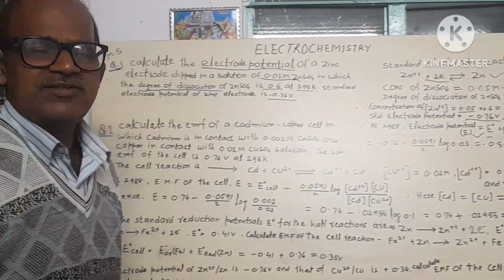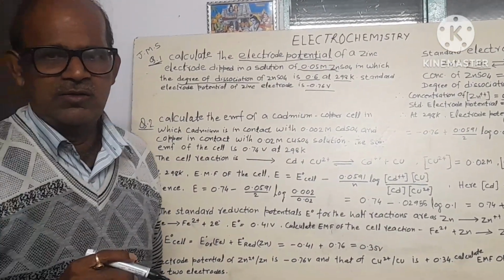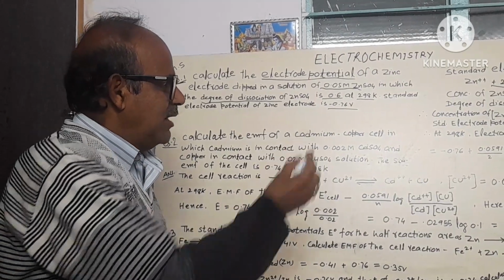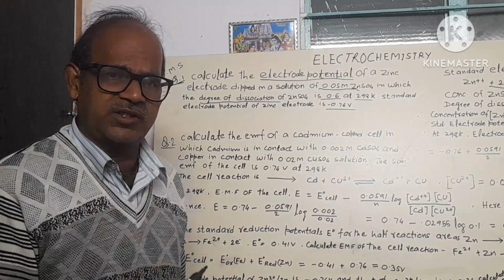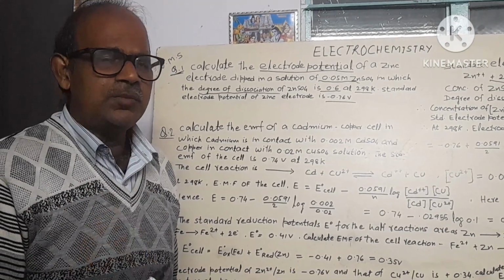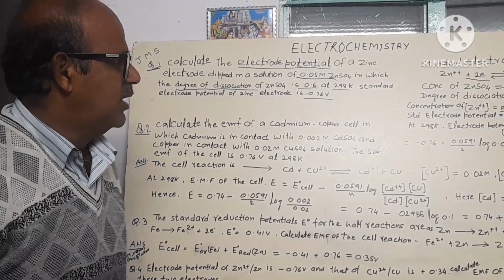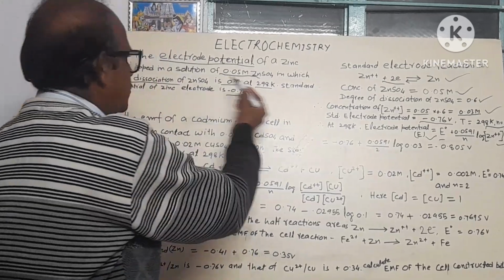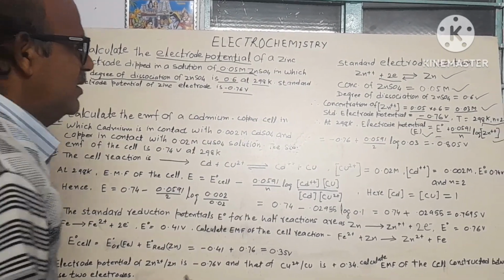Actually, this Nernst equation is for the EMF of the cell, and for electrode potential also. You can calculate both electrode potential and E cell. Now here you are calculating electrode potential. As per the question, you have to calculate electrode potential.